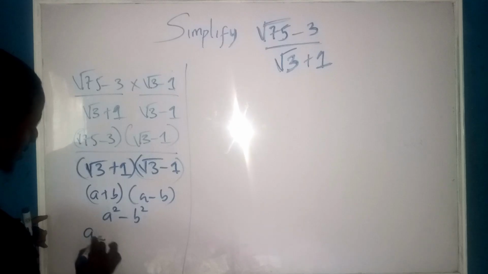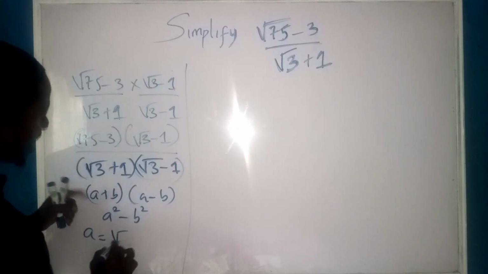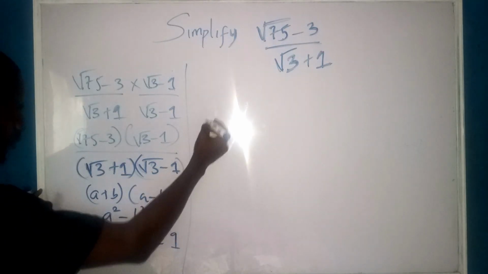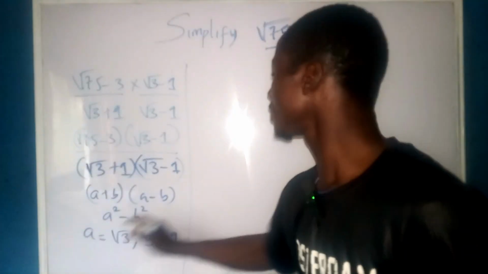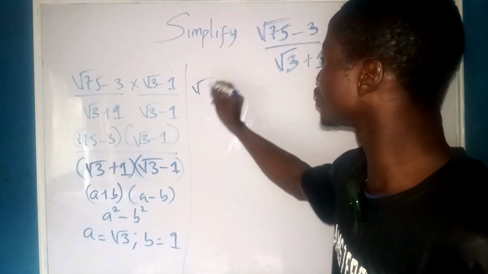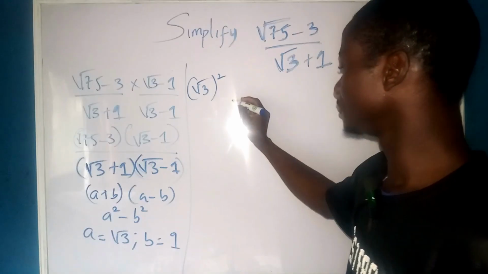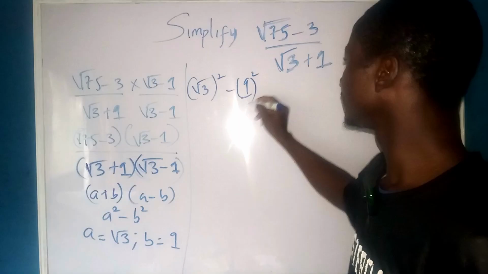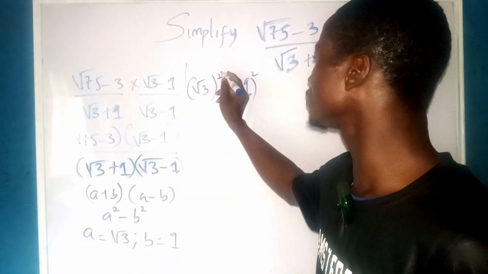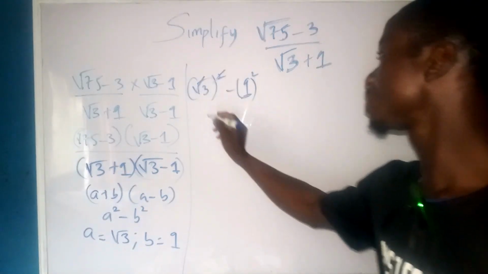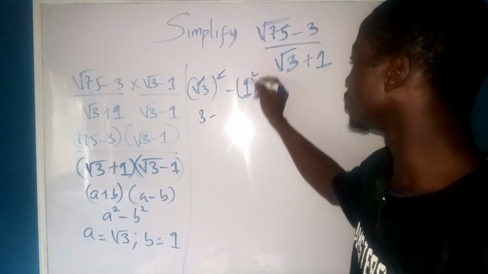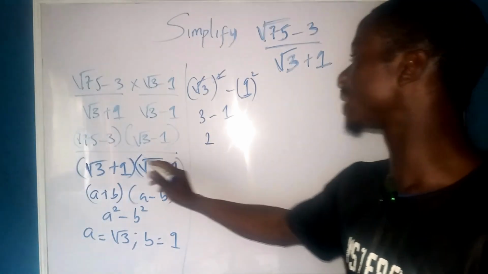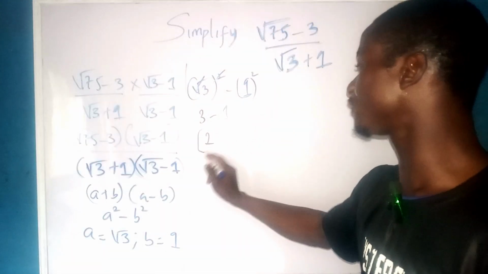So our a is now what? Root 3. Then our b is now 1. Therefore, we solve for that. Our a squared will be root 3 squared, then minus our b squared, which is 1 squared. Now, what do we do next? The root and the square cancel each other, so we are left with 3 minus 1 squared, which is still 1. So 3 minus 1 gives us 2. So don't forget, we worked on the denominator, and our denominator is left with 2.